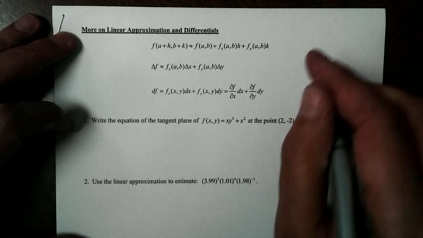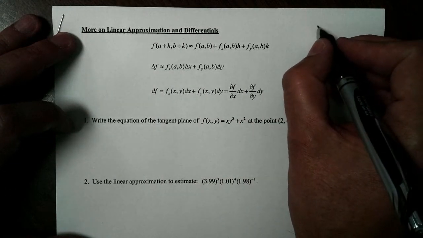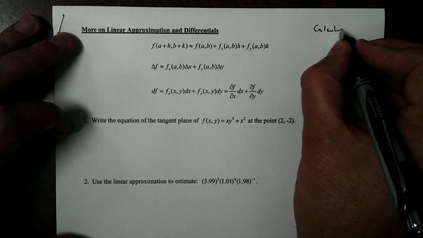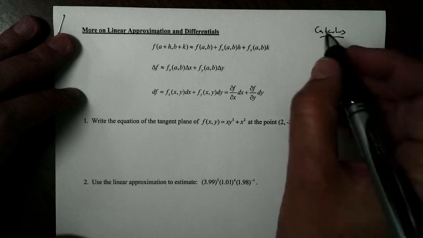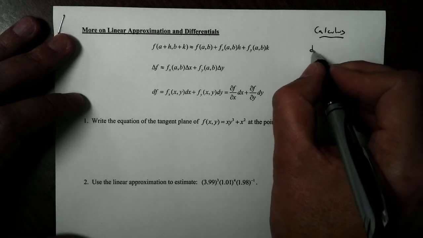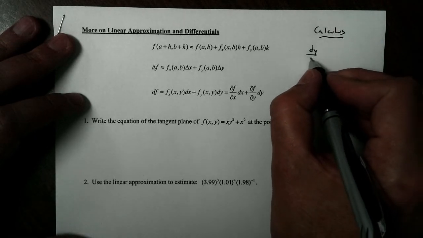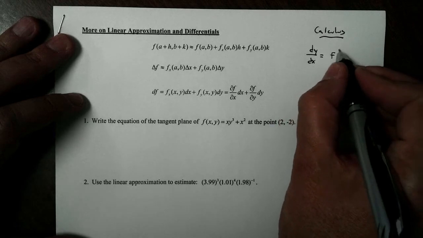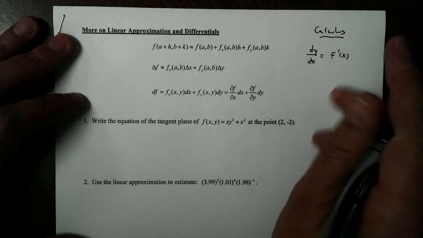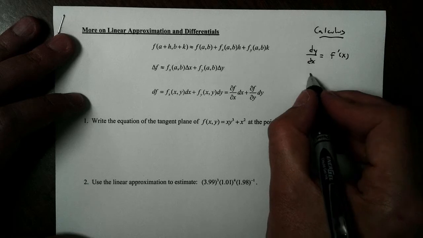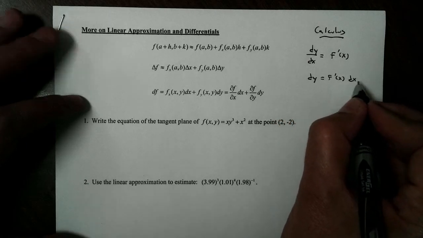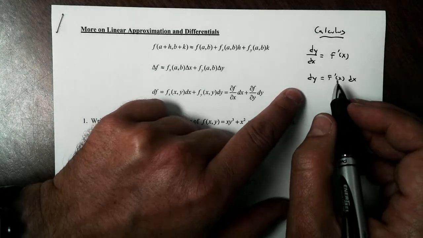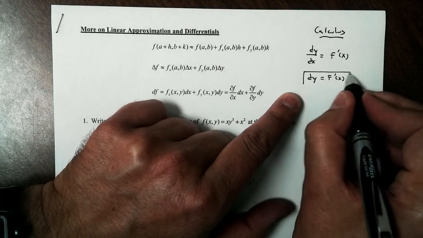Hi, welcome back. You might recall from calculus that we wrote the equation of a tangent line quite a bit. And when we wrote the equation of a tangent line, we basically started with a differential. dy/dx would equal f prime of x. And if I were to solve this, we would get dy equals f prime of x dx. Now, last year we called this solving a differential.